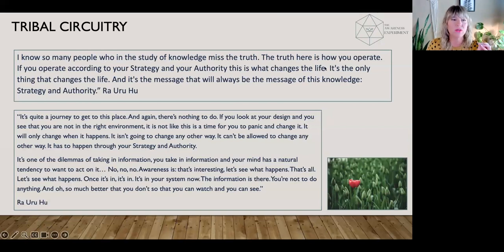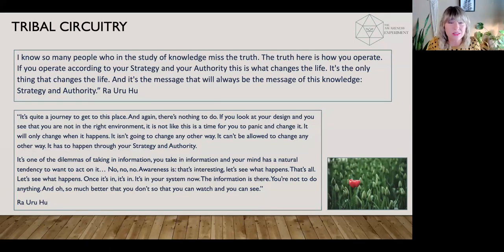I know so many people who in the study of the knowledge miss the truth. The truth is how you operate. If you operate according to your strategy and your authority, this is what changes the life. It's the only thing that changes the life. And it's the message that will always be the message of this knowledge, strategy, and authority. Because all this tribal and collective stuff, oh, we love it, and it's great to look at, but ultimately the core thing, us 1-3s, we love our core thing. Follow the strategy and authority.